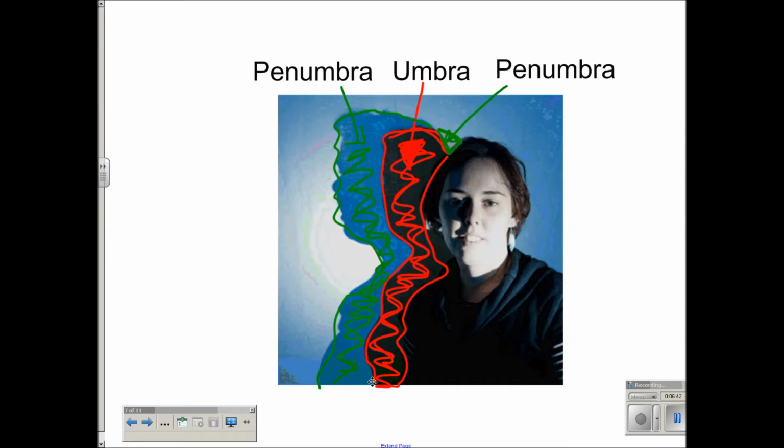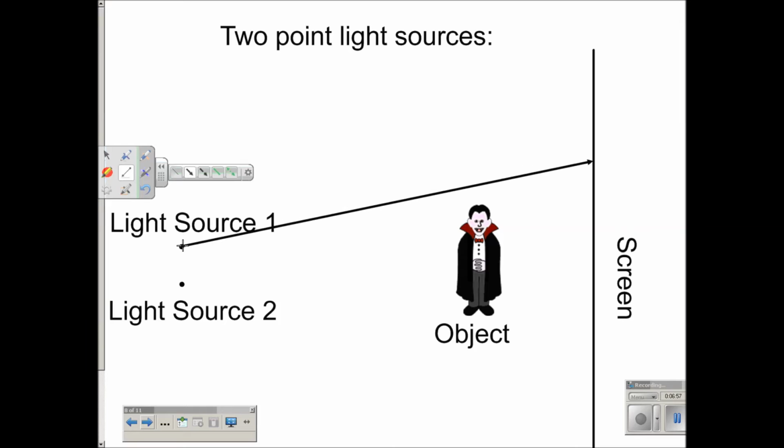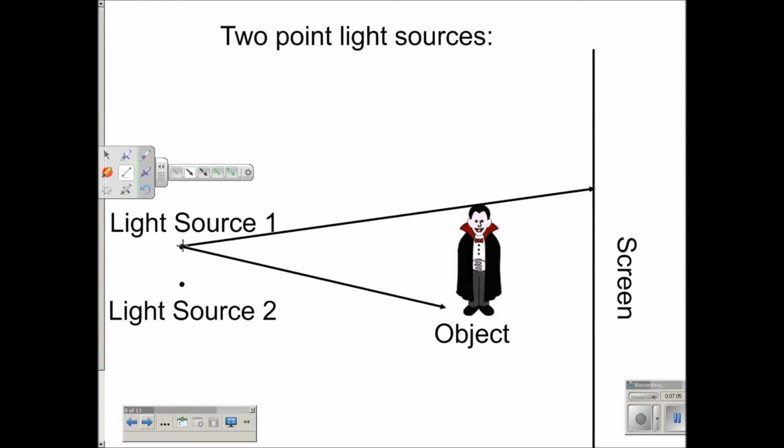All right, so to visualize that, let's try it. So we're back to Dracula again, and we're going to draw our two shadow diagrams. So you're going to draw one for each light source. So for light source number one, my ray diagram is going to look like this. Right, so everything above that line is going to receive light from light source number one. And everything below that line is going to receive light from light source number two.